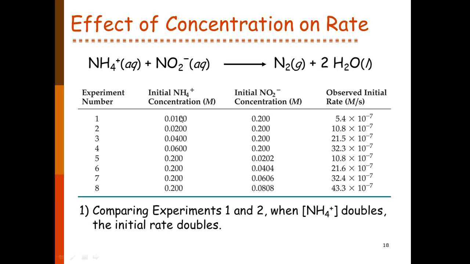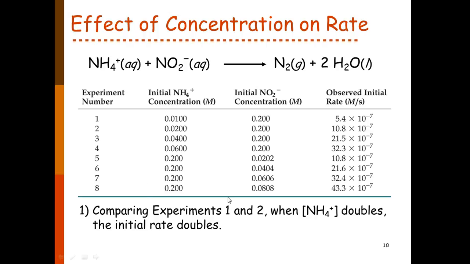So in order for us to visually decide what the order is for ammonium ion, for example, choose an experiment where we've doubled the concentration of ammonium ion, like experiment 1 and experiment 2. And then if you look, the rate has doubled. So very quickly we can see that when we double the concentration and the rate doubles, that's considered a first order reaction.